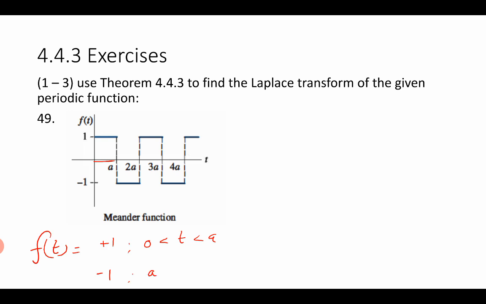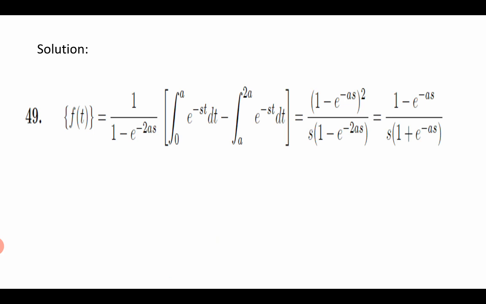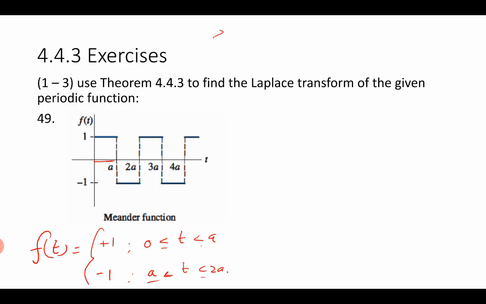This is equal to, okay, you can make equality anywhere, a less than or equal to t less than or equal to 2a, isn't it? Okay, equality does not play a big role here, so that's it. This is the equation of this function. Now we have to apply the formula for Laplace transform of the periodic function. What is it? A Laplace transform of a periodic function.